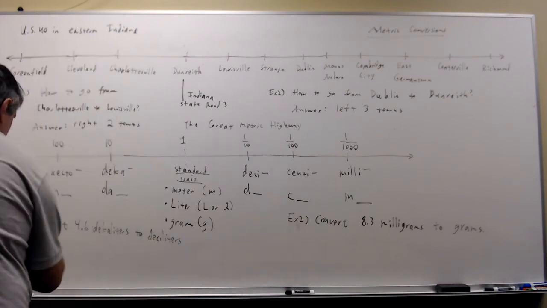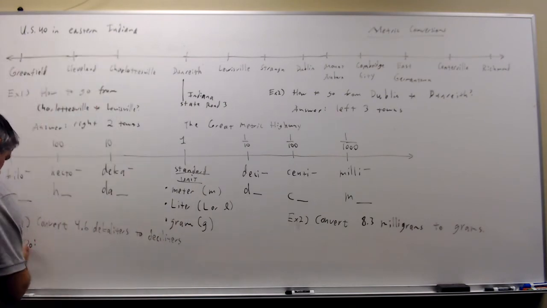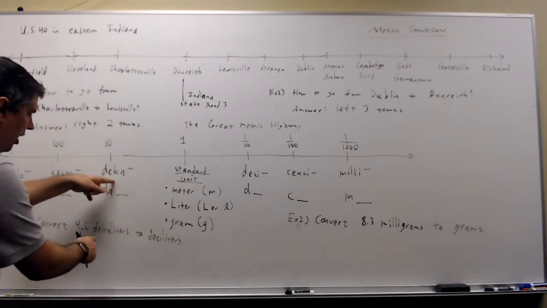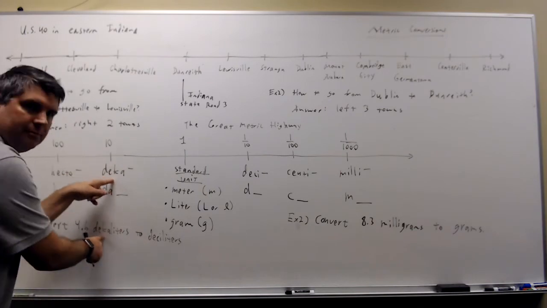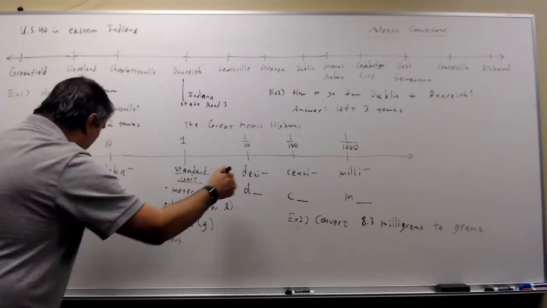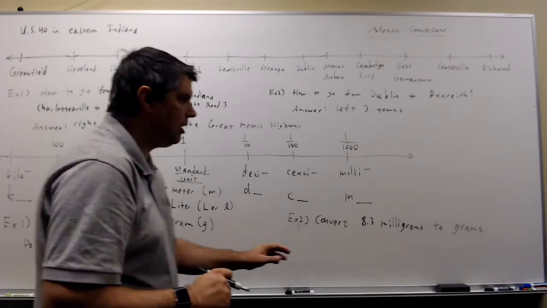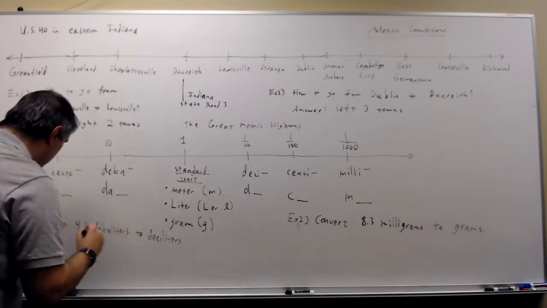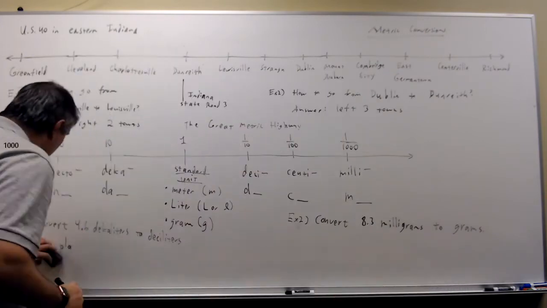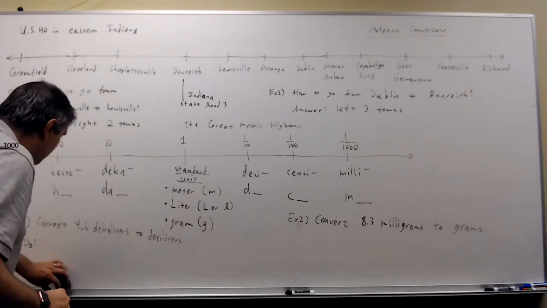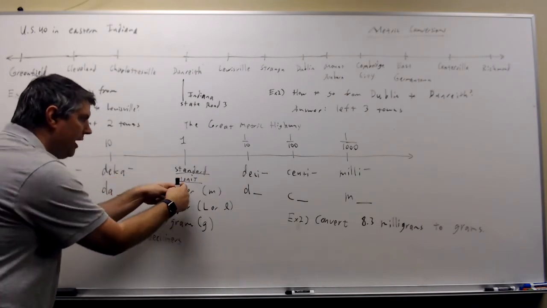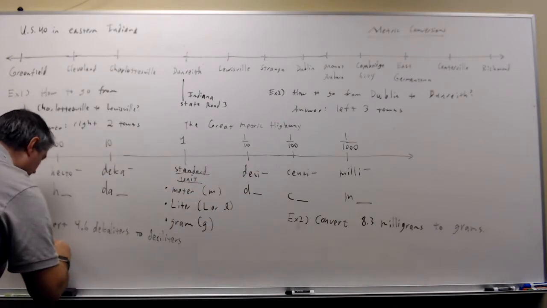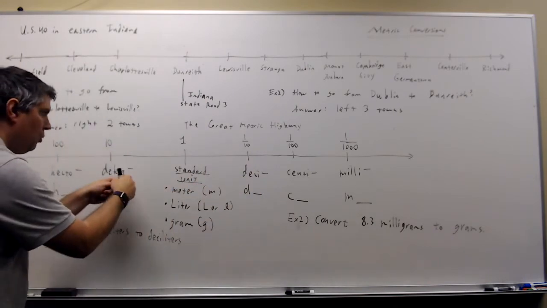Now, transferring this to the Great Metric Highway. Convert 4.6 decaliters to deciliters. Well, we are currently in deca. We're going to deci, which is 2 places right. So I'm going to reverse this and tell the direction first. From deca to deci is 1, 2. 2 places to the right.